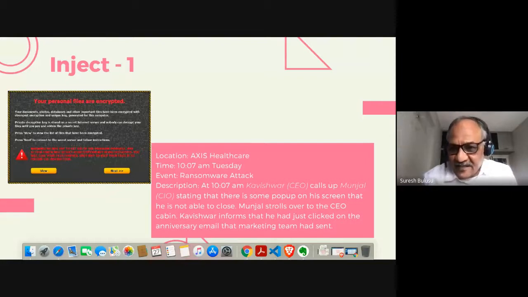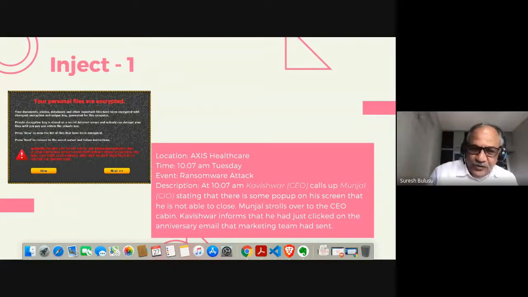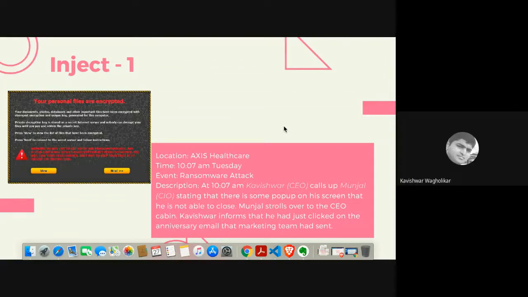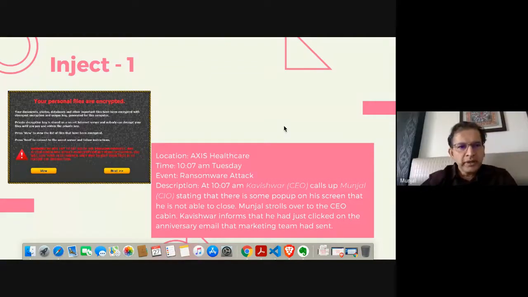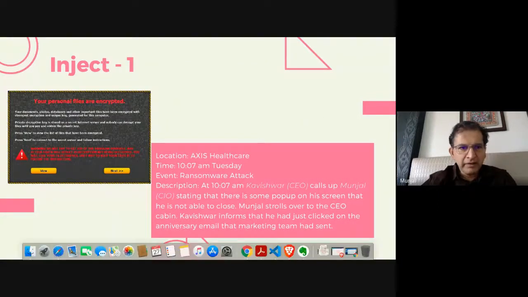So since he's a CEO, he has access to all the CXOs, so he calls our good friend Munjal, the CIO. So the first question here is to Munjal, what do you see from this? Right. So I have just walked over to Kavi's cabin and I can see that there's a screen which says that the personal files are encrypted. I will have to look into right now what exactly has happened and what this has triggered. Most likely it's a malware, or possibly Kavi visited some site which basically had a malware in it.